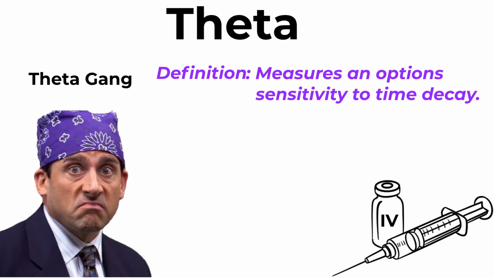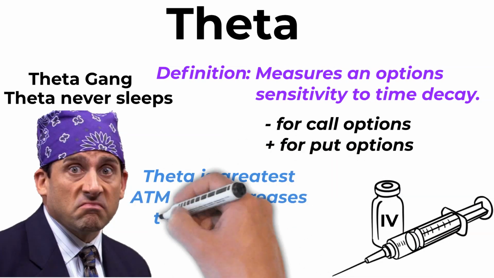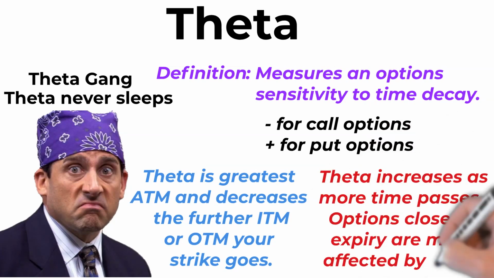All options, whether they're in the money or out the money, have a time value, sometimes also called extrinsic value. As time passes, this extra value decays. Theta is negative for call options and positive for put options because it is always measuring the amount of value your option is losing on a daily basis. Theta is greatest for at-the-money call options and decreases the further in or out the money you go. Longer dated options have smaller theta values than options that are close to expiration.